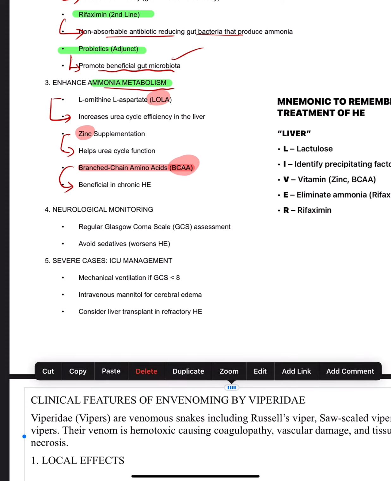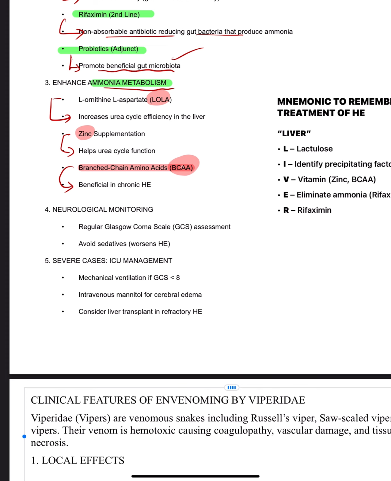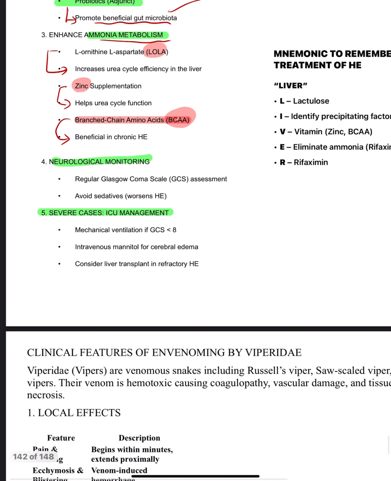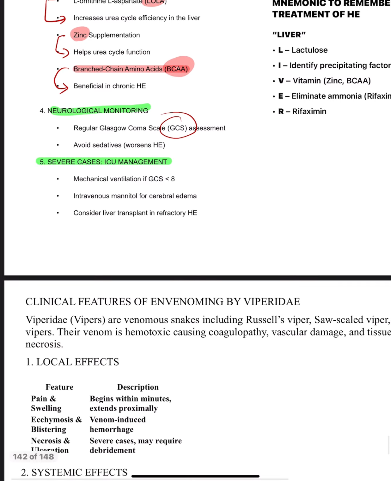Then coming to neurological monitoring, you have to keep monitoring neurologically. Neurological monitoring is important. And in severe cases, ICU management is also key. ICU management, okay, in severe cases. So neurologically, you do the GCS assessment and avoid sedatives.